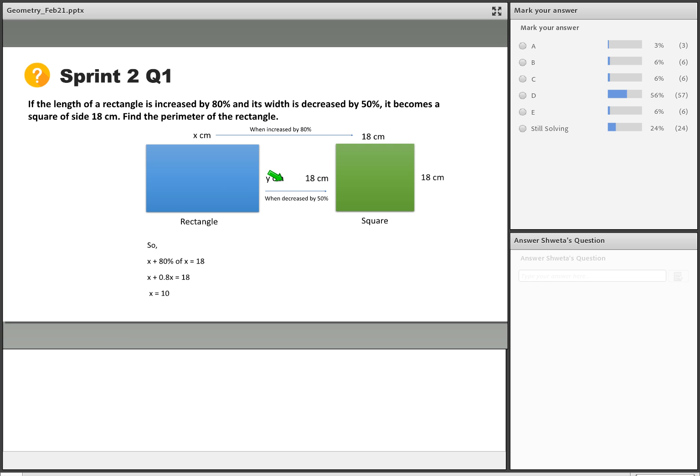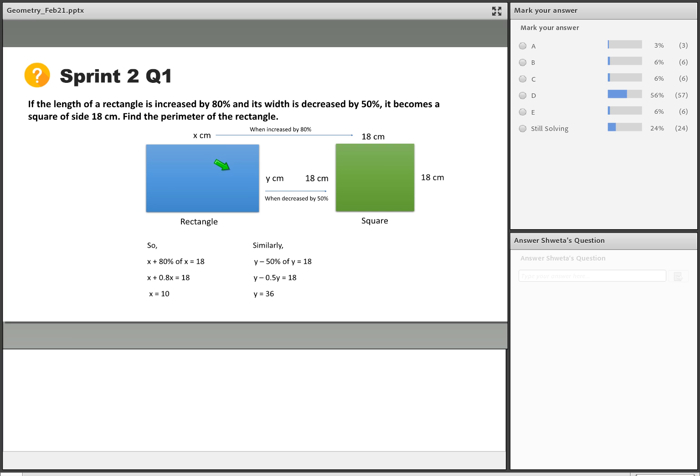Now writing that mathematically is this. The length was x, you increase it by 80%. That means you're adding 80% of x to it, and then it becomes 18. Now 80% is 80 over 100, which is 0.8. So this becomes x plus 0.8x equal to 18. Simple equation. You solve this, you get x as 10, which means that was the original length of the rectangle.